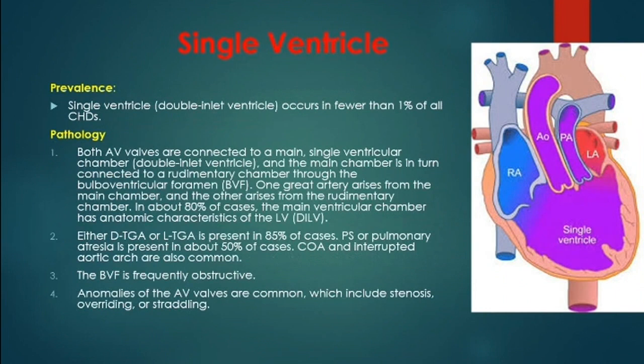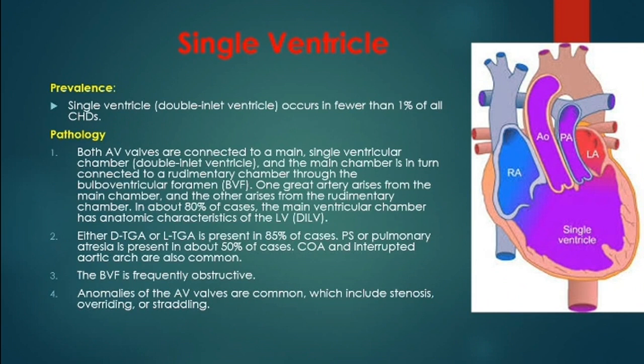The next defect is single ventricle, which represents less than 1% of congenital heart diseases. In this defect, both the tricuspid valve and the mitral valve are connected to a main single ventricular chamber. This chamber, in turn, is connected to another smaller rudimentary chamber through what we call a bulboventricular foramen. It's something like a VSD.